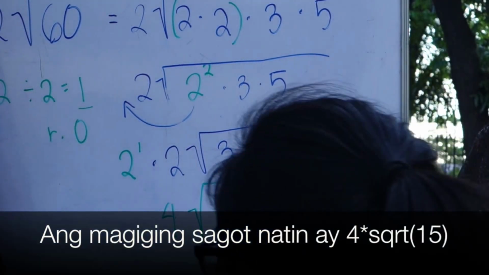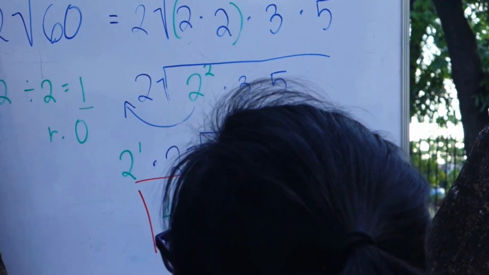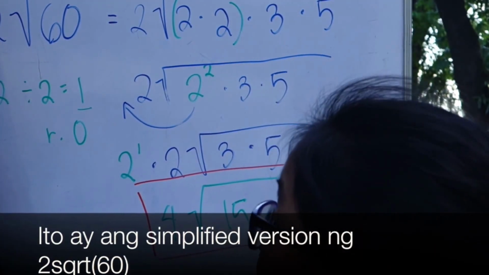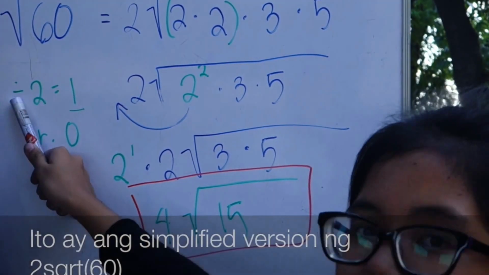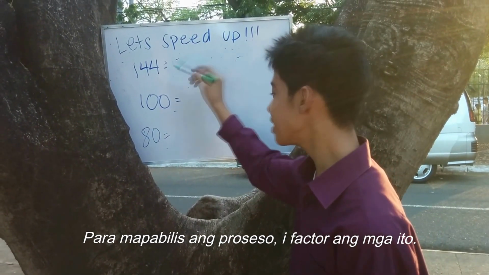So our final answer will now be 4 square root of 15, which is the simplified version of 2 square root of 60. Let's speed things up a bit. Let's completely factor these three numbers.